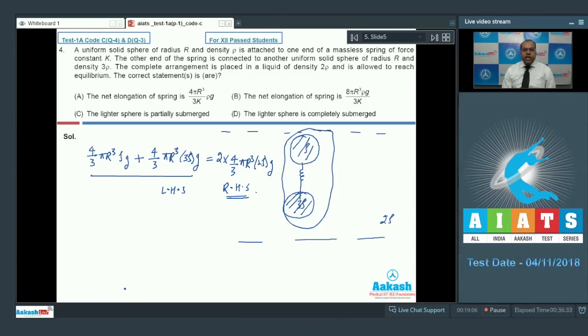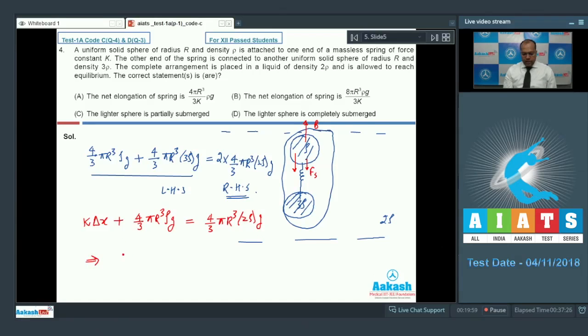Now the next question is, what is the elongation of the spring? If I consider this sphere, suppose the spring force is acting in this direction, the gravitational force is acting in this direction, and the buoyancy B is acting in this direction. If the sphere is in equilibrium, then spring force, that is K into delta x, where delta x is the extension in the spring, plus the gravitational force, which is 4 by 3 pi r cube into rho into g, is equal to the buoyancy force, that is 4 by 3 pi r cube into 2 rho into g.